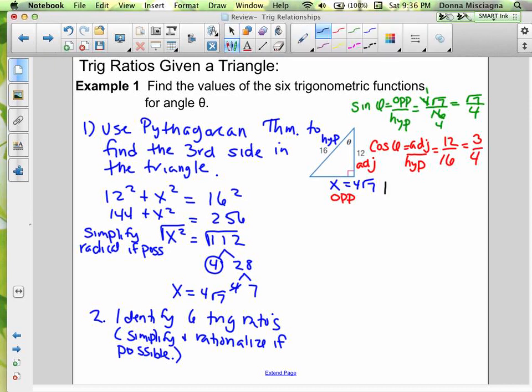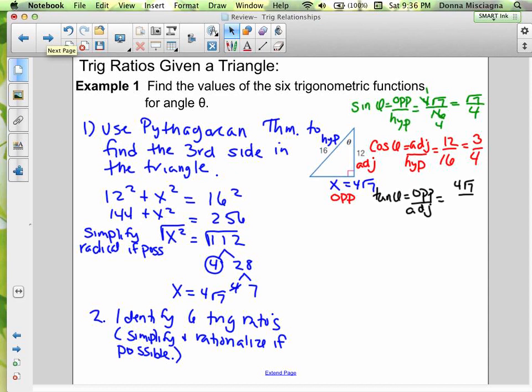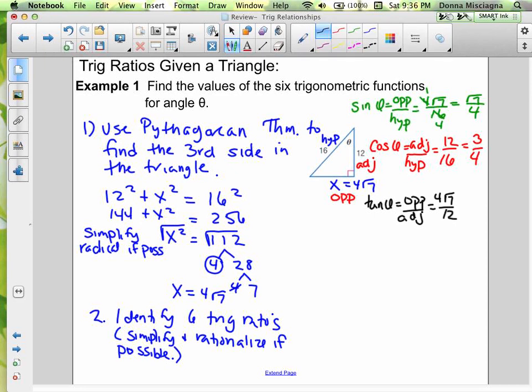Let's find the tangent ratio. All right, tangent is opposite over adjacent. So the opposite side is 4 square roots of 7. The adjacent side is 12. And those are both divisible by 4, right? 4 divided by 4 is 1. 12 divided by 4 is 3. So that's going to be the square root of 7 divided by 3.